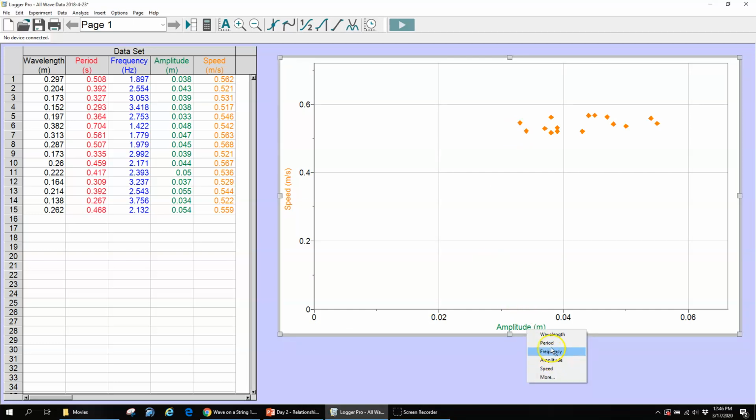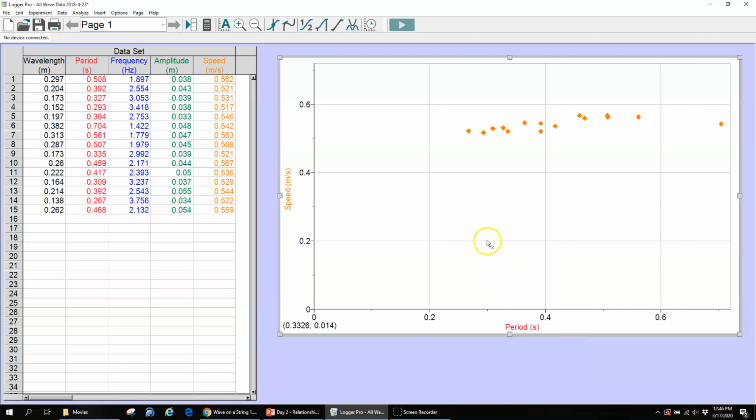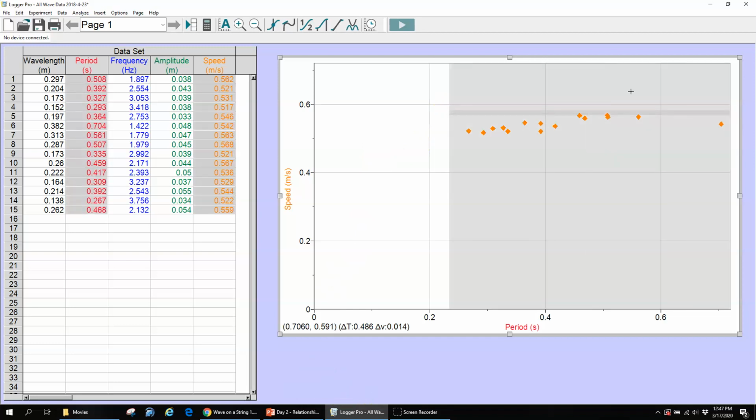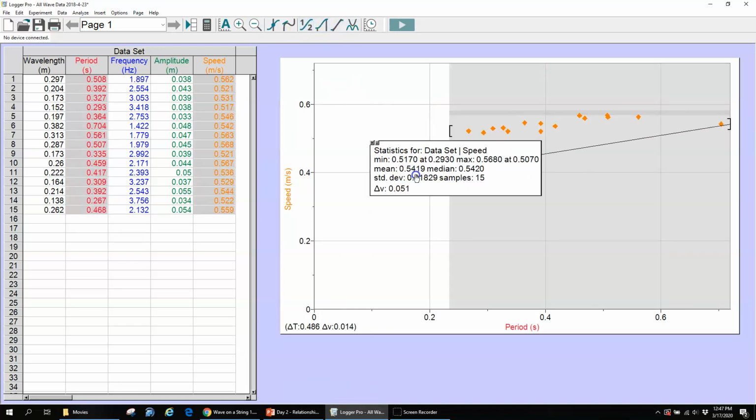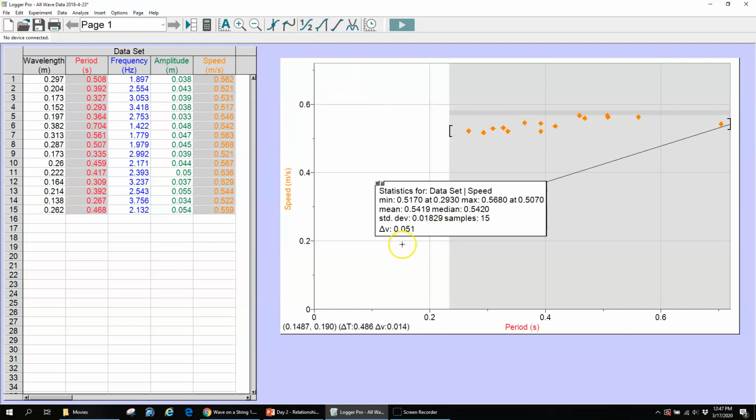What about period or frequency? I take a long time in between oscillations, high period. I take a short time in between oscillations, low period. This emerges as almost the same exact value. And for this particular case, I could just go kind of through here and say, what is the approximate value? And it looks like the approximate value here is about 0.54.